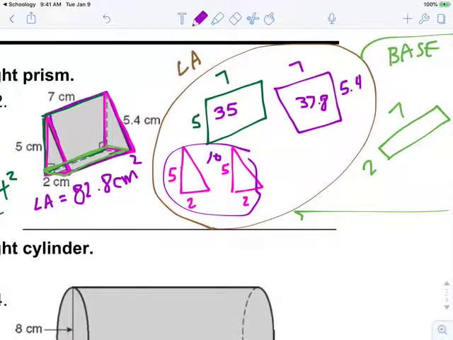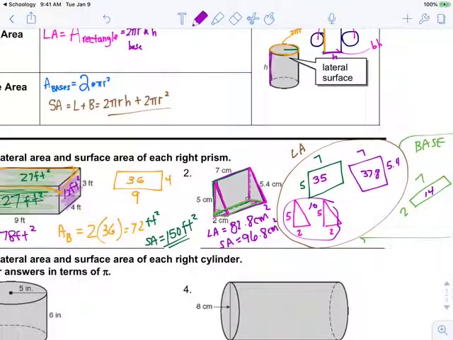Well, the only thing I need to add on is what for the total surface area? Say it again. The rectangle, which has an area of 14. So let's add that on. That should be quick. 96.8 centimeters squared. Okay.